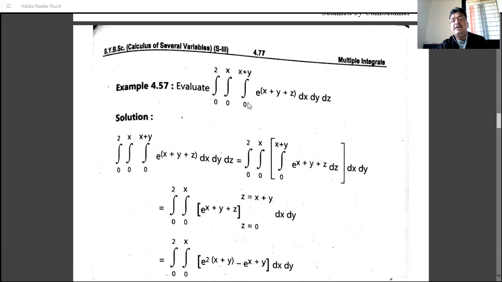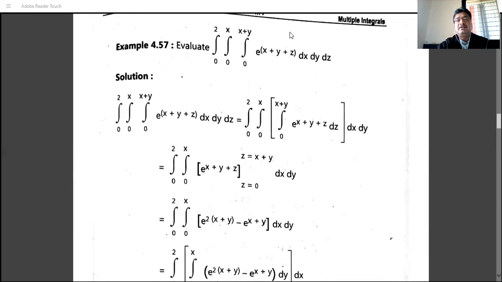So what is the order of integration? First integrate with respect to z, because the limit of z is in two variables. Then integrate with respect to y, because the limit of y is in terms of one variable. And the limit of x is constant, so lastly integrate with respect to x. So the sequence is dz, then dy, and then dx.